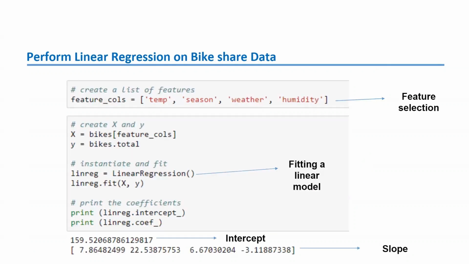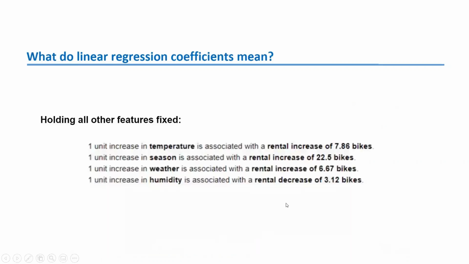A 1 unit increase in season, as the season changes, 22.53 bikes are getting rented. Again, once the weather changes by 1 unit, 6.67 bikes are getting rented. And as and when the humidity increases by 1, the number of bikes rented decreases by 3.11. Hope you all understand. With negative we have a decrease, and with positive we have an increase. Don't worry about the unit here. It means that with an increase in humidity, the rental decreases by 3.11. Obviously, when the humidity increases, we don't prefer going out on a bike.